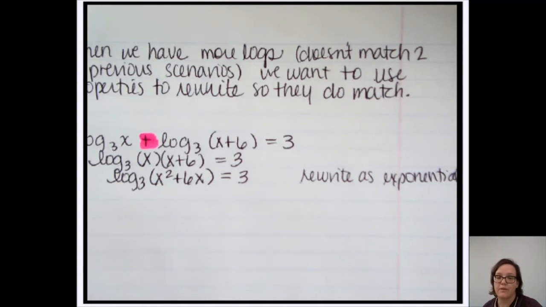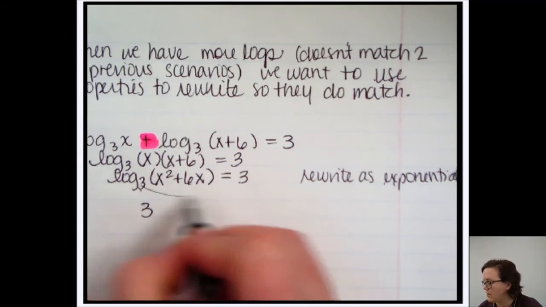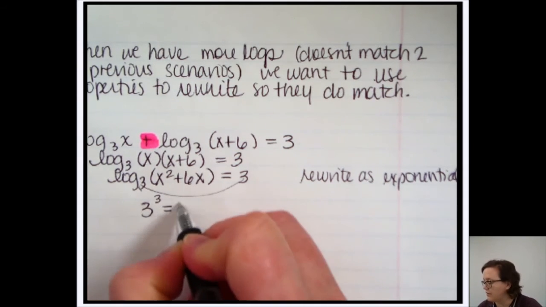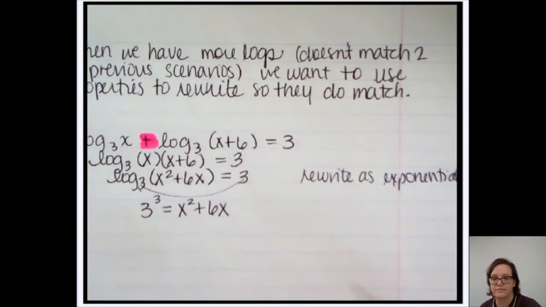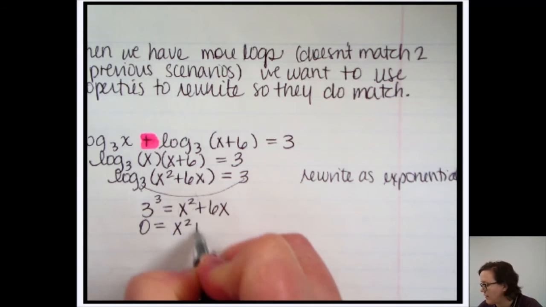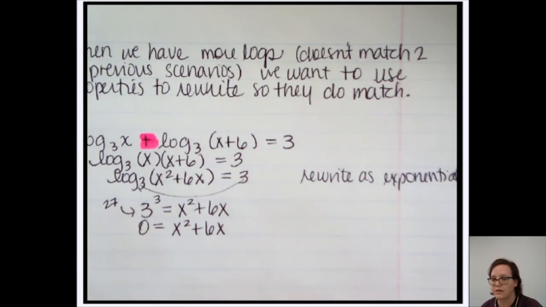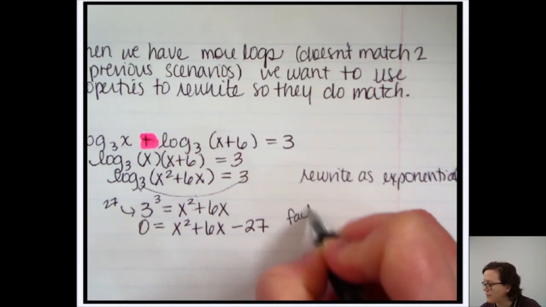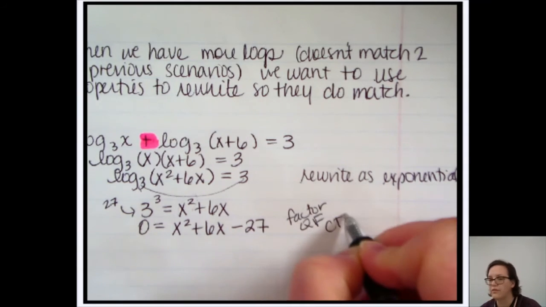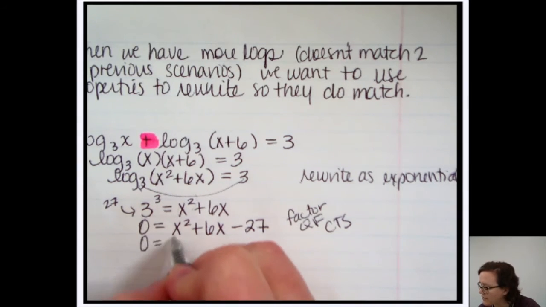So to rewrite it as the exponential, we need to go find the base, which is 3. So 3 to the third, okay, equals x squared plus 6x. Now, I know they're not your favorite, but we do have a quadratic, so we need to move everything over to one side. So we have x squared plus 6x, and 3 cubed is 27, and so we subtract it. Now, we can factor or use the quadratic formula or completing the square, whatever works best for you. Okay. In this case, I'm going to factor.